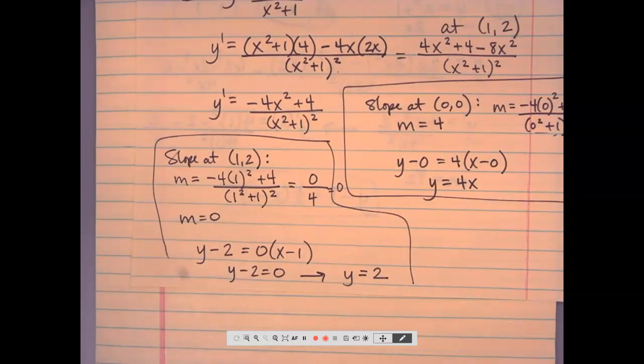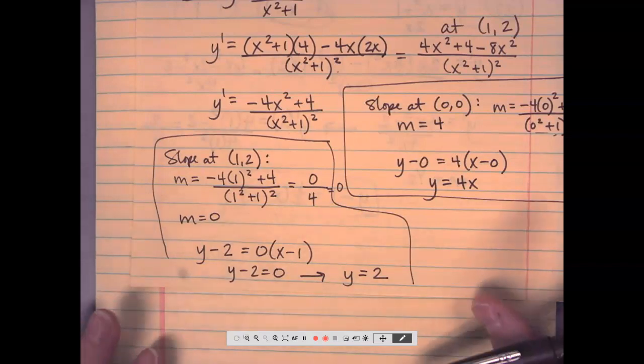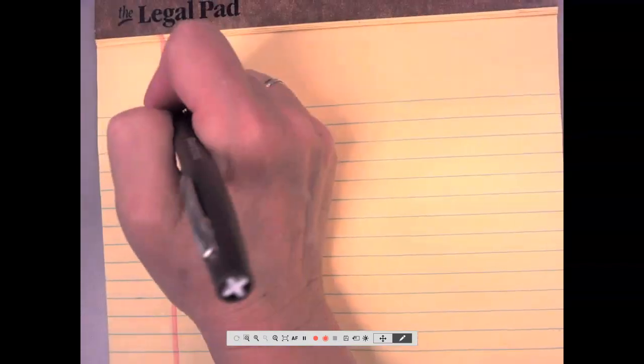Any questions on that? What confused you on that one? There seemed to be a lot of confusion with that one. Just not knowing what to do with it. That makes sense. Okay. When it says find the tangent, that means find the equation of the tangent line. Okay, we're good.